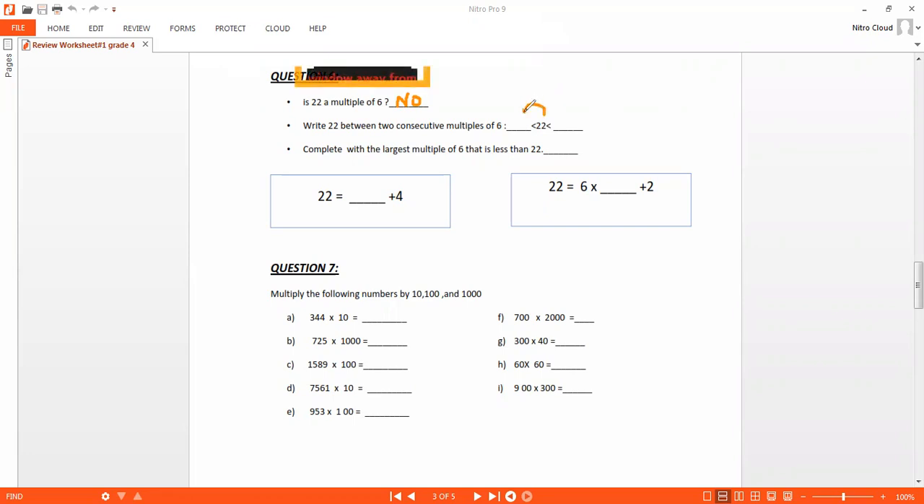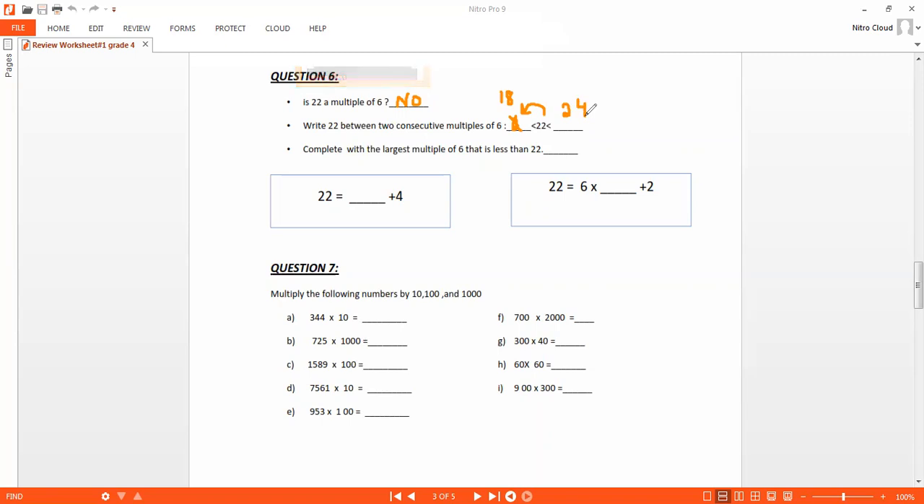So as if I'm asking you, what's the multiple of 6 which is just before 22? It's 20. No, it's not 20. It's 18, because 6 times 3 is 18. And now 6 times 4 is 24. So 22 lies between 18 and 24.